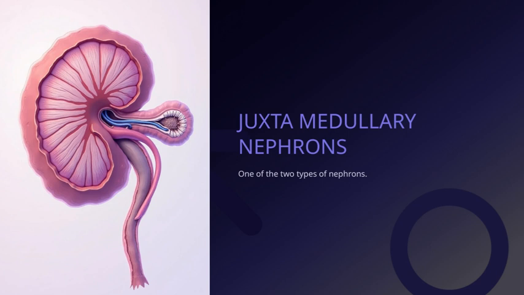By having these extended loops, juxtamedullary nephrons help establish the osmotic gradient necessary for water reabsorption, which conserves body water and maintains overall fluid balance. This specialization is essential for animals and humans that need to adapt to varying levels of hydration and electrolyte balance. So, in the context of our overall discussion about kidney function, juxtamedullary nephrons are key players in the body's ability to produce concentrated urine, making them vital for maintaining homeostasis under different physiological conditions.